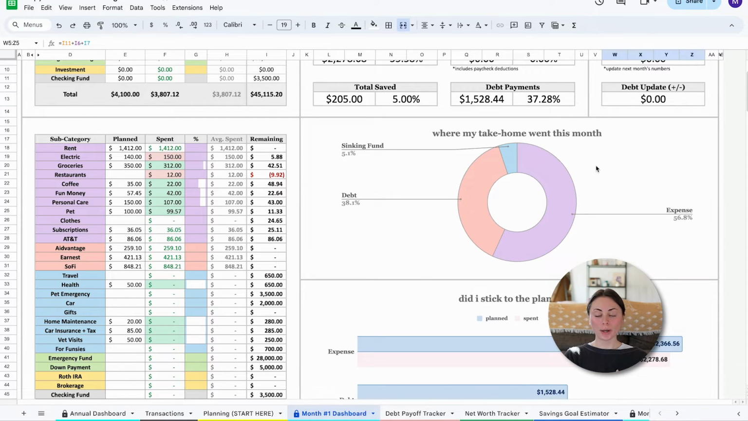Okay, and then I'll go in and see where my take home went. 56% went towards expenses, 38% towards debt, 5% towards sinking funds.